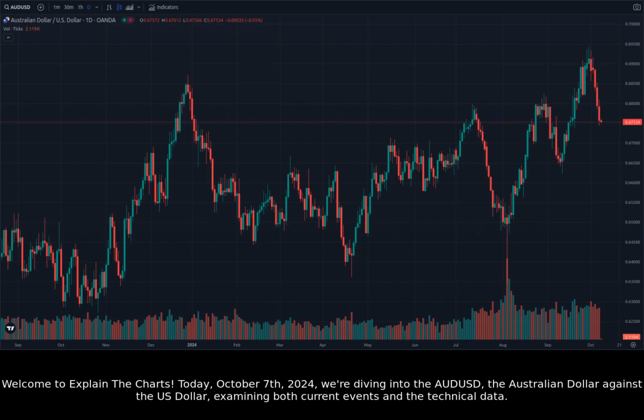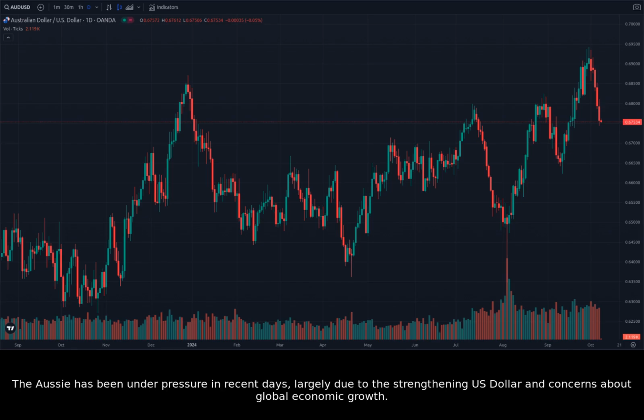Today, October 7th, 2024, we're diving into the AUDUSD, the Australian dollar against the US dollar, examining both current events and the technical data. The Aussie has been under pressure in recent days, largely due to the strengthening US dollar and concerns about global economic growth.